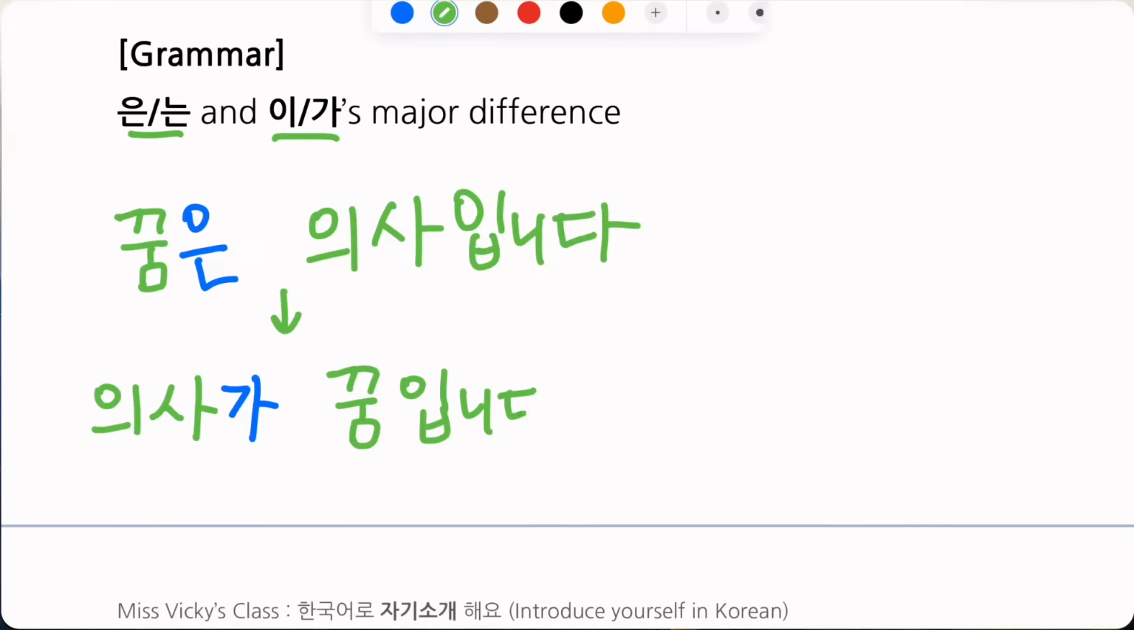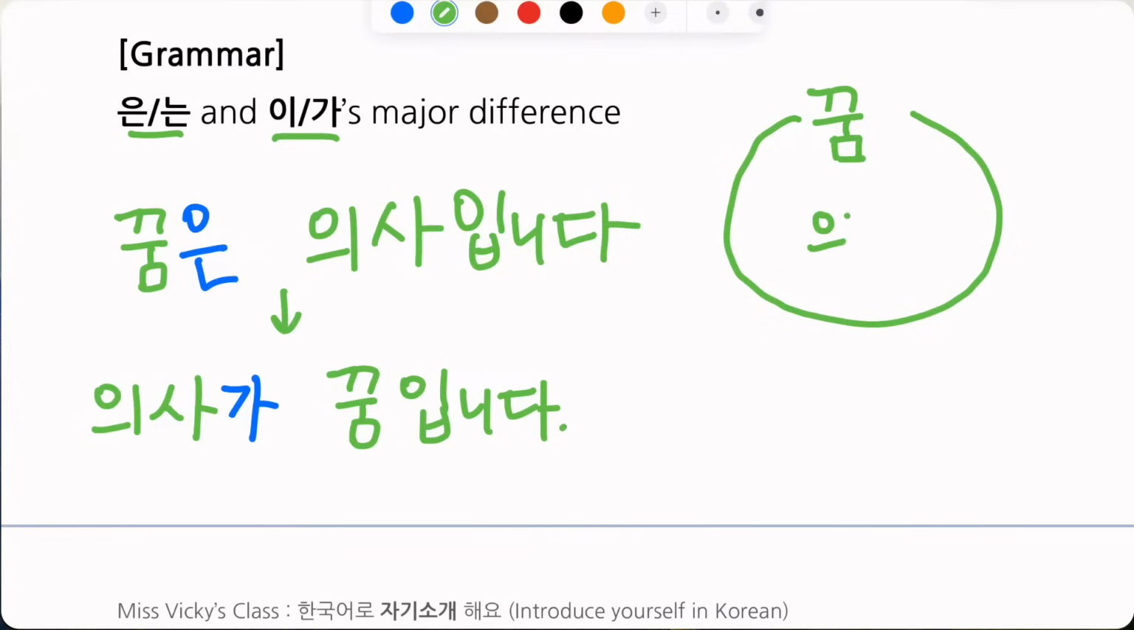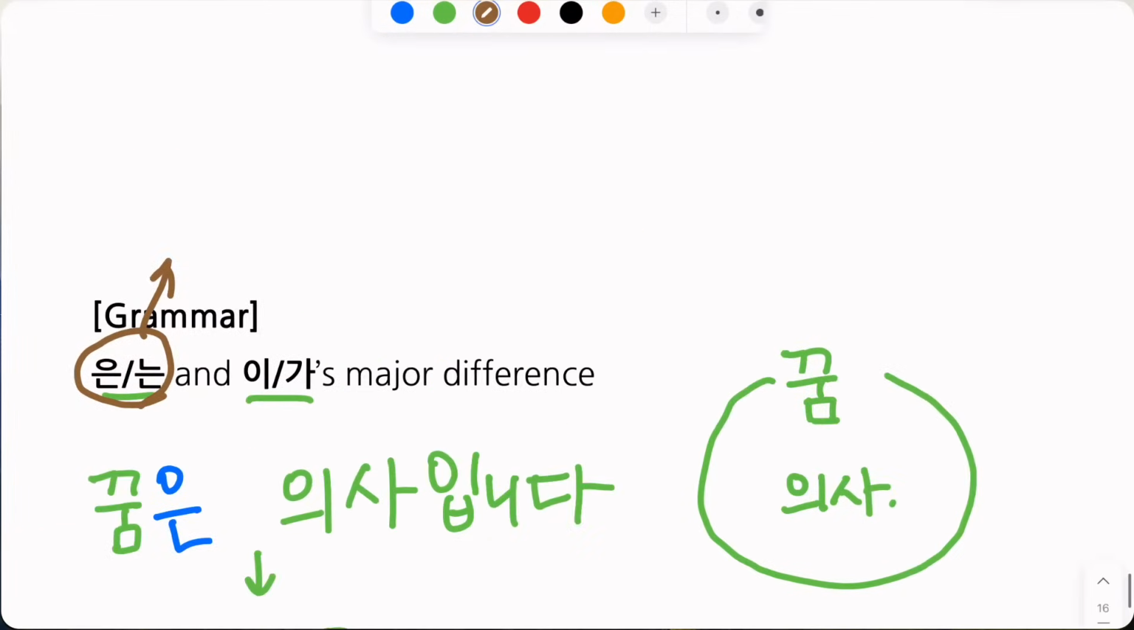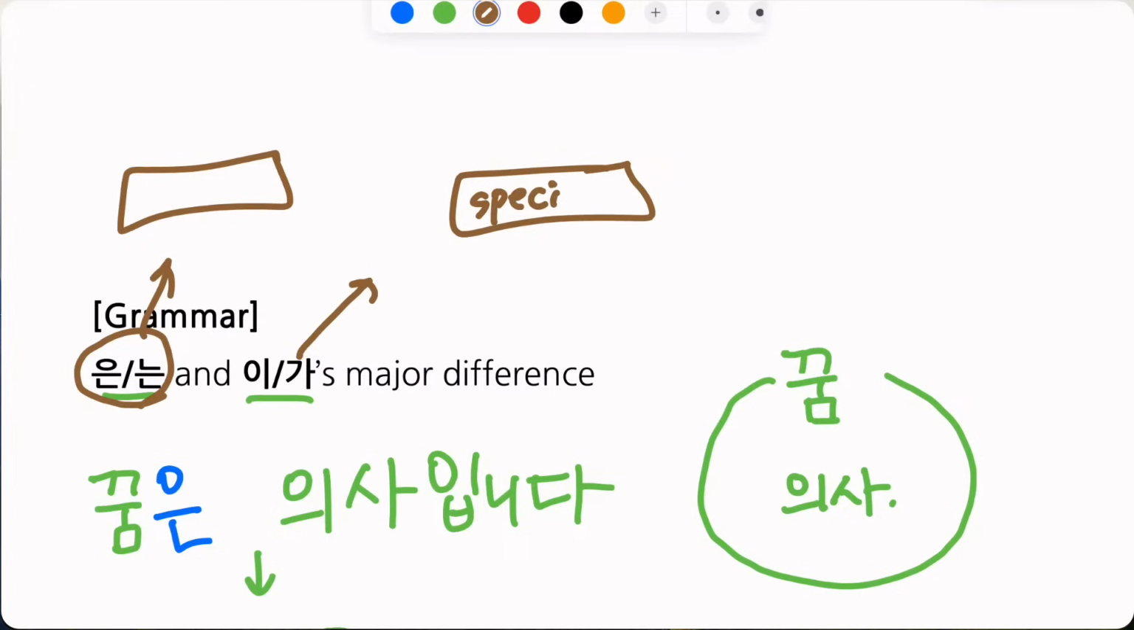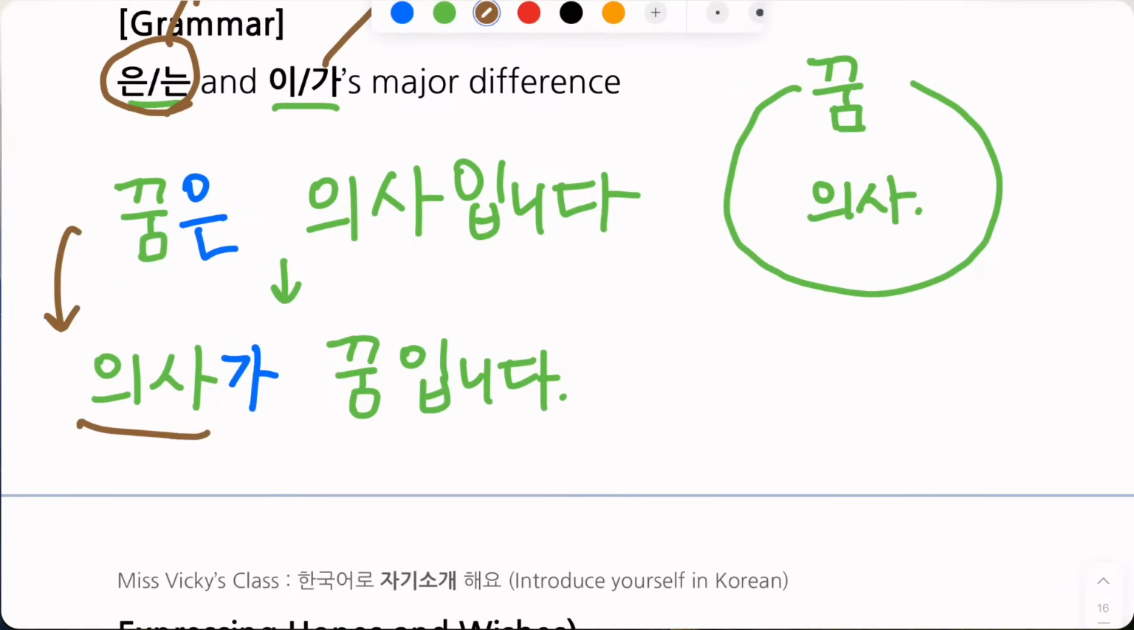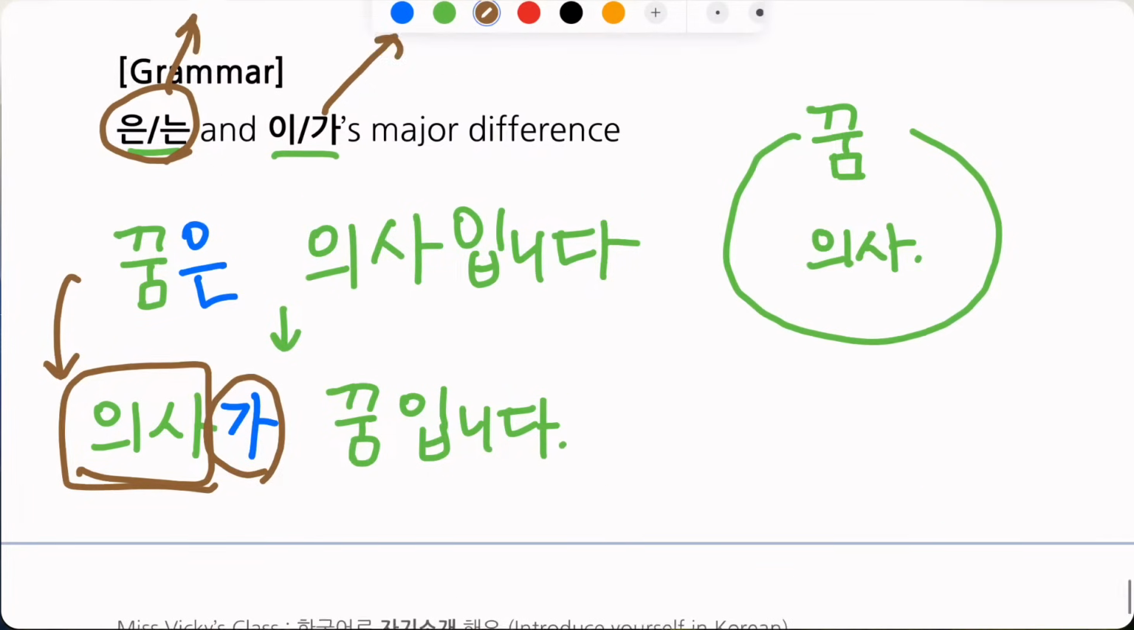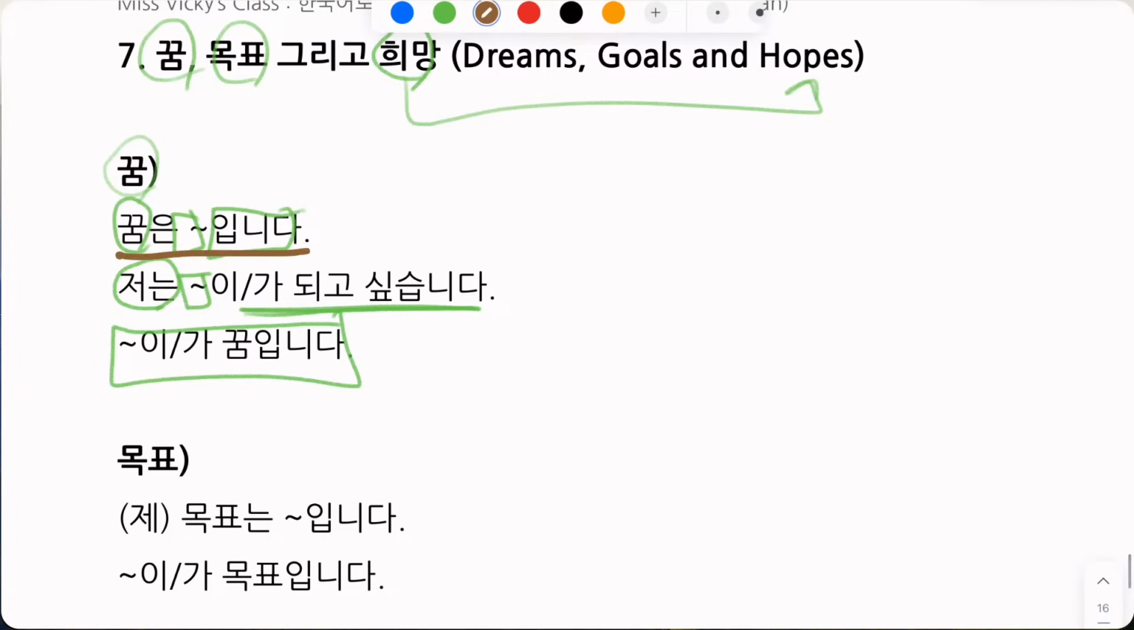And this is because 꿈 is a broader category, and in your dream there is 의사, right? So 은는 is usually used to mark something broader, and 이가 is used to mark something specific. 다음에 요거는 broad or general. 그렇기 때문에 when you reverse it, this first thing, your specific dream, has to be marked with 이가. 이렇게 할 수 있어요. 그래서 꿈은 뭐입니다. You can say this, or you can say something 이 or 가 꿈입니다.